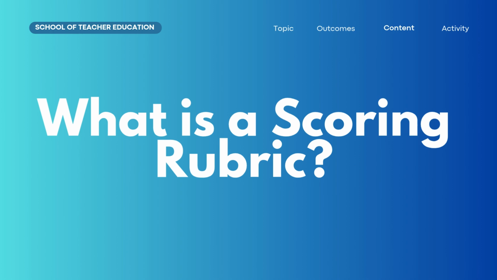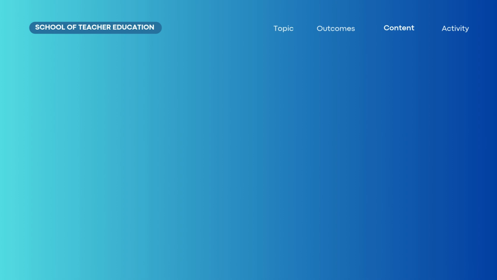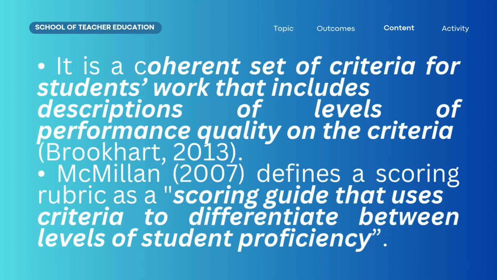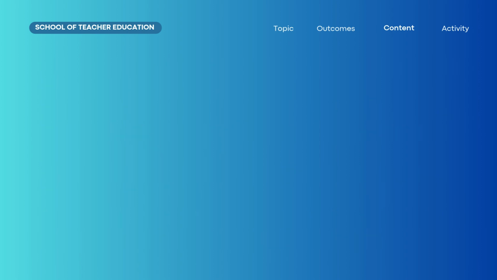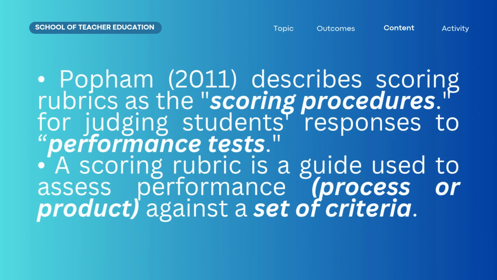Now, let us define what is a scoring rubric. Brookhart in 2013 defined it as a coherent set of criteria for students that includes description of levels of performance, as Macmillan in 2007 defines it as scoring guide that uses criteria to differentiate between levels of student proficiency. Papam in 2011, on the other hand, described scoring rubric as scoring procedures in which it provides performance tests to students' responses. In other words, a scoring rubric is a guide used to assess performance, may it be process or product, against a set of criteria.